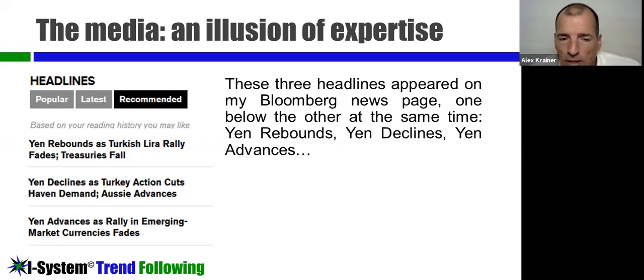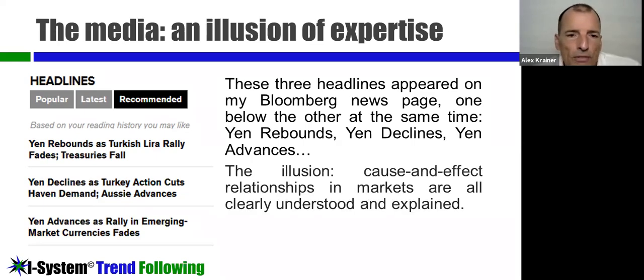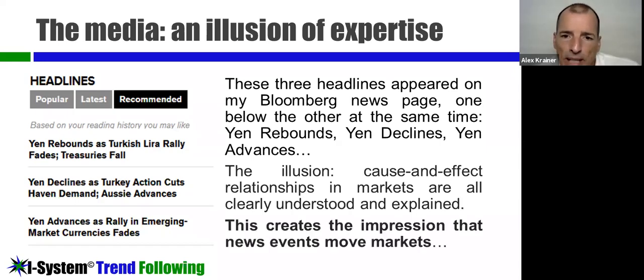Again, it gives you the impression that some expert there is explaining to you what's happening and why, but basically they're just giving you some kind of a narrative for you to read and think that that's something, but they don't really know. So the illusion is that the cause and effect relationships in markets are all clearly understood and explained, which creates the impression that news events move markets. And this is a fairly significant point. There's a really strong consensus among market participants to believe that news events move markets. This is only partly true.